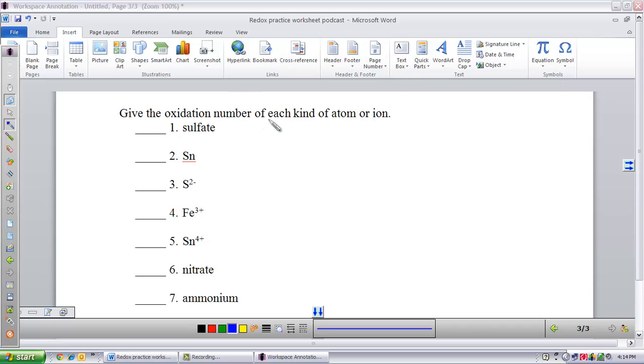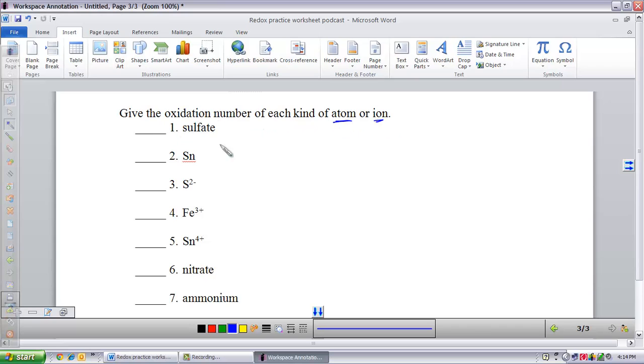Okay. Let's do a little practice here. Let's give the oxidation number of each atom or ion. A sulfate, if you look on the periodic table on the back, is a -2. Tin all by himself is a 0. He's just like a tin cup. Sulfide ion is a -2.